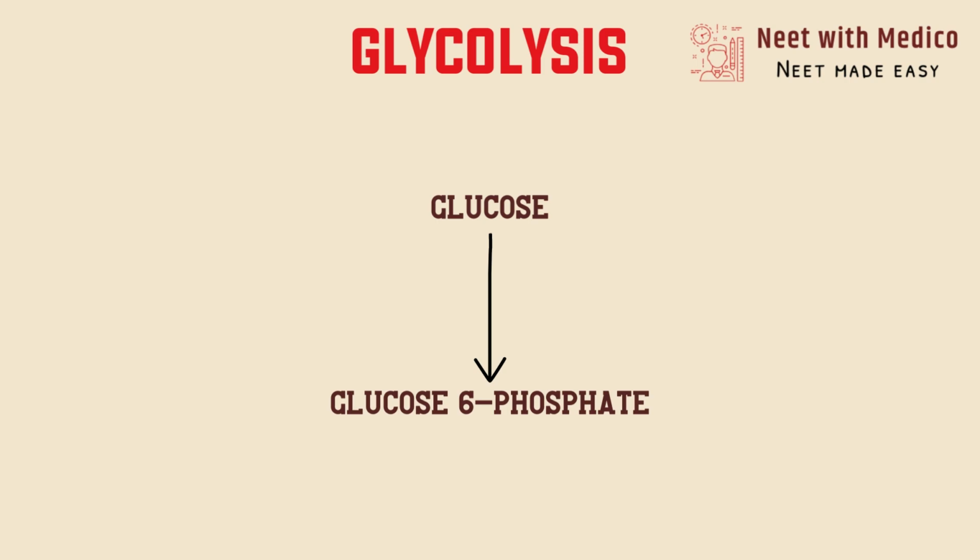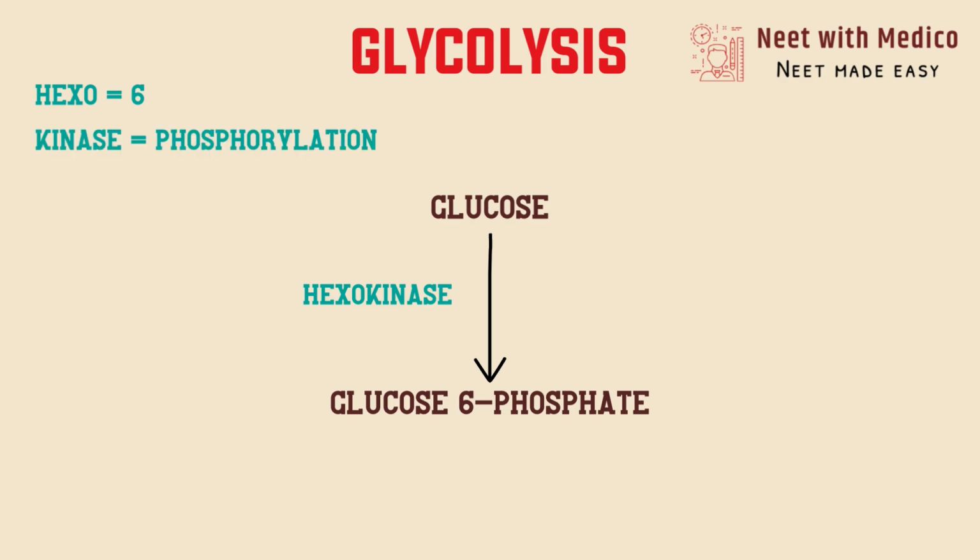So the glycolysis process begins when a molecule of glucose enters the cytosol. And the first reaction that takes place is the conversion of glucose to glucose 6-phosphate. The enzyme that catalyzes this reaction is called hexokinase. The word hexo means 6, denoting the 6-carbon compound glucose. And the kinases are a group of enzymes that catalyze phosphorylation reactions. So the enzyme hexokinase transfers a molecule of phosphate from ATP to glucose and converts glucose to glucose 6-phosphate. In this reaction, one molecule of ATP is converted into a molecule of ADP. Hence, this step utilizes one molecule of ATP.